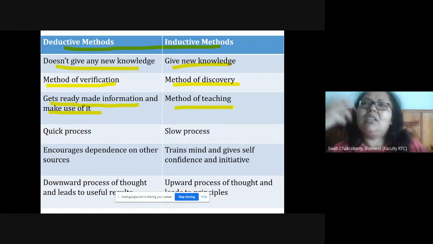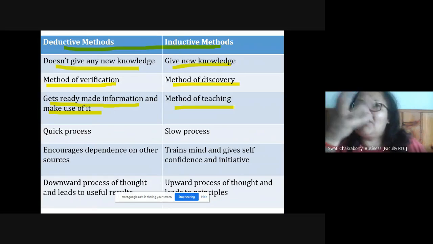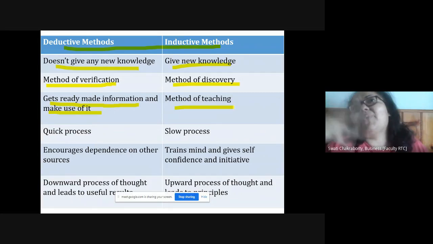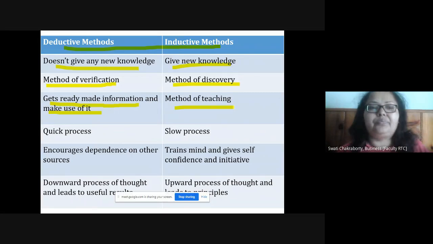This is one of the best ways of teaching: you see cases, like situations, and from there you're asked to come up with your general conclusion. What do you think of these incidents? What does it say? What can you predict? What can you say? So that's how it goes. It's a very quick process, because you already have it and you're just verifying it.